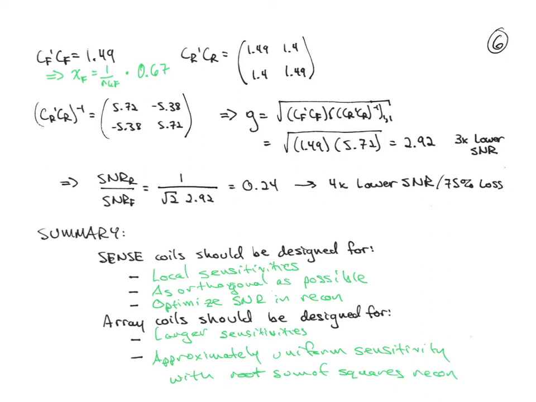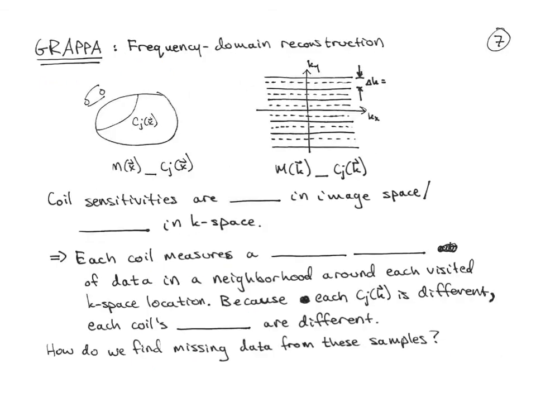Okay, you'd like to not have a lot of shading left over if you ignore the sensitivities in a root sum of squares reconstruction. So that concludes our discussion of SENSE parallel imaging reconstruction. Now let's talk about the main alternative to that, which is called GRAPPA, and it's a frequency domain parallel imaging reconstruction. Okay, so in GRAPPA, we actually transform everything to k-space.